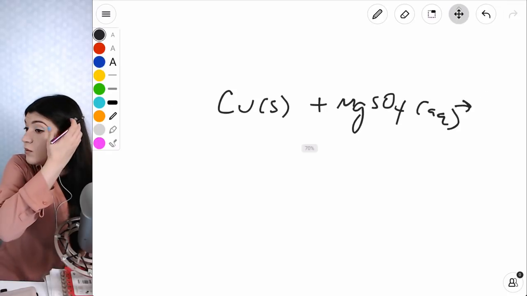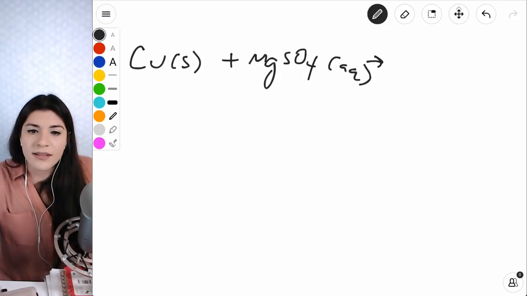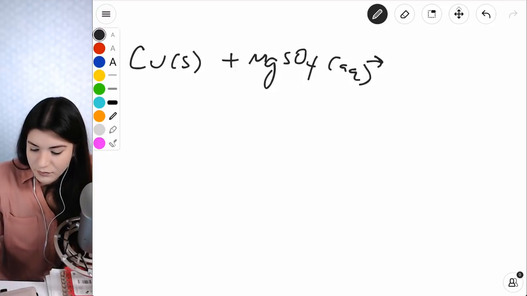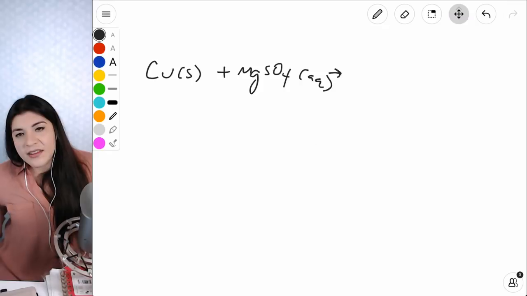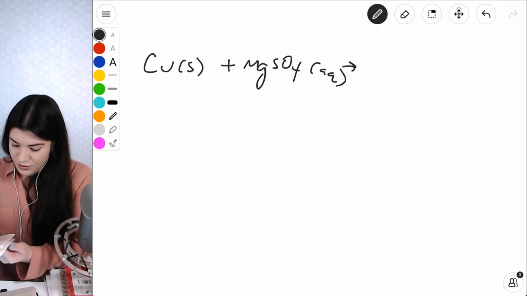And we're trying to see, will this produce... write the net ionic. Okay, write the net ionic, got it. So we're going from copper to magnesium. Okay. So looking at something like this, copper typically has, let's go to our charges.